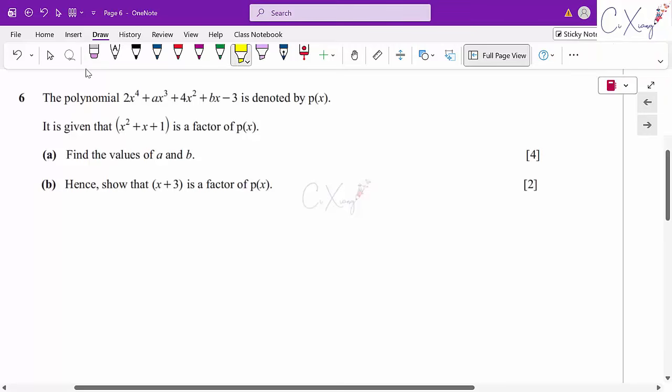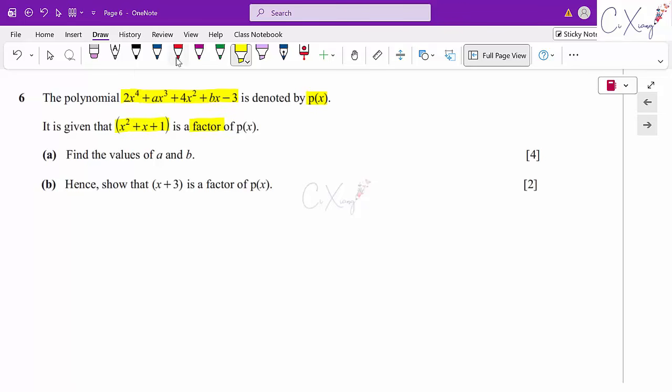Right, so for question number 6, we are given a polynomial denoted by p(x). First they are telling us that x squared plus x plus 1 is a factor of p(x). Highlight the keyword factor. The word factor here tells us that if we divide by this x squared plus x plus 1, there's no remainder because it is actually a factor of the polynomial.